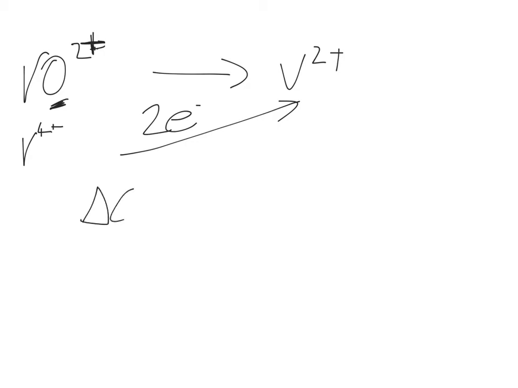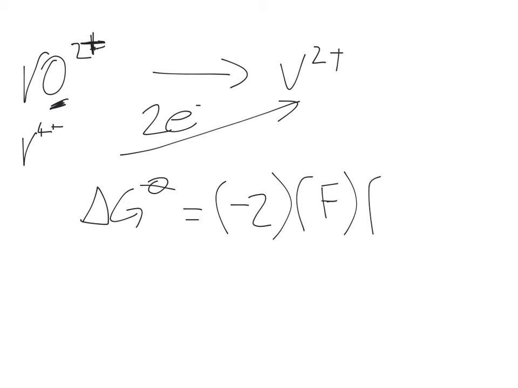Delta G, the Gibbs free energy under standard conditions, is equal to 2 electrons, n is 2, multiplied by this suspect Faraday constant. Can it really be that big? It's so big. Multiplied by the potential of the cell, plus 0.08. So we're expecting a smaller number, but also a negative number. Let's do a calculation. Minus 2 multiplied by the Faraday constant, multiplied by 0.08.